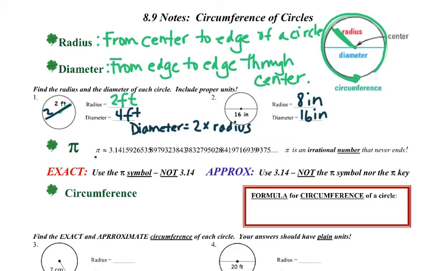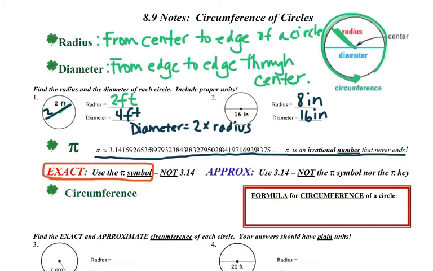We've talked already a lot about pi, how pi is an irrational number that never ends, right? And we have 2 versions of pi that we use. In exact, we're going to use the pi symbol, not the 3.14. And in approximate, we're going to use the 3.14 and not the pi symbol or the pi key on the calculator. Actually type the numbers 3.14. So that'll be more clear as we keep going here, but circumference is the distance around the circle, like the perimeter.